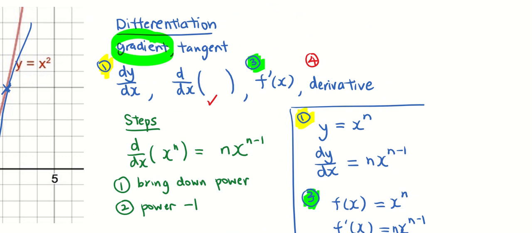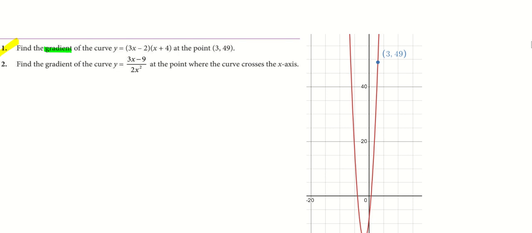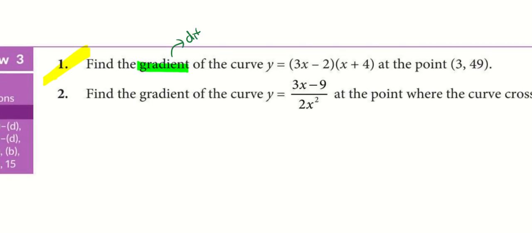So when you see this question, find the gradient, they never give you the curve to draw the line, right? Only using decimals, then you can draw a line at this (3, 49), and then find the tangent, and then find the gradient. But if you don't have the curve, then how? We will just use differentiation. Okay, so dy/dx.